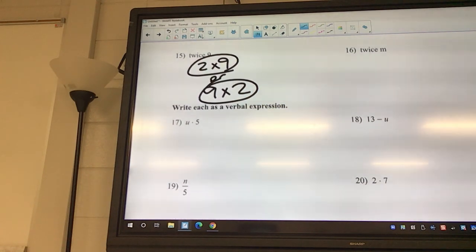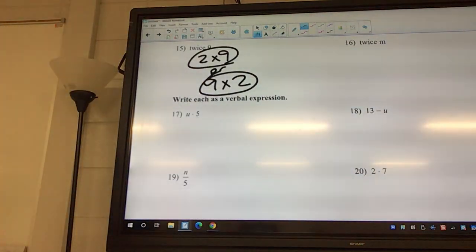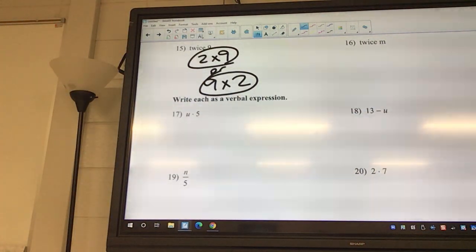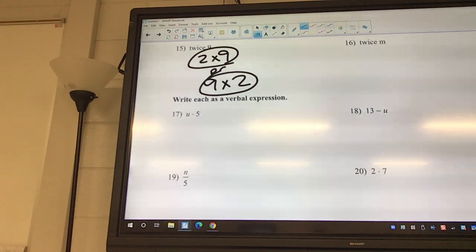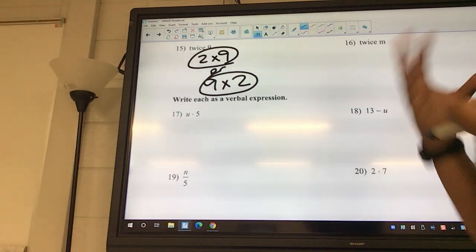The next section says write each as a verbal expression. What does verbal mean? Worded. Words. When somebody says you verbally assaulted someone, what does that mean? Use words to assault them. Maybe you've called them a name, like a jerk or something. So that means verbal. You say it with your mouth.